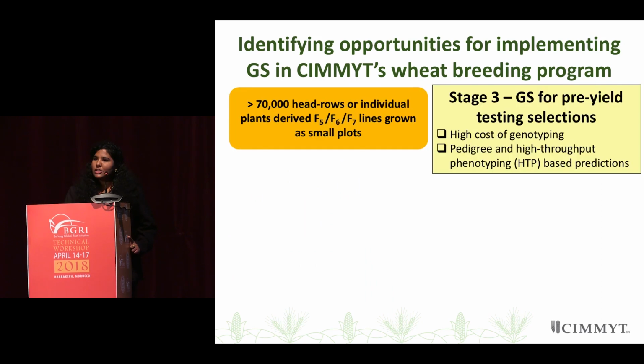And then, moving on to our head rows. We have about 70,000 head rows, which are grown as small plots, and these are the pre-yield testing stages. Again, the high cost of genotyping here prevents us from using genomic selection.